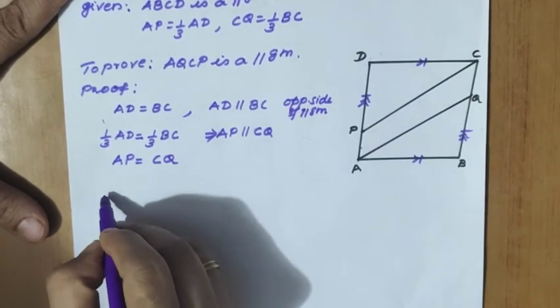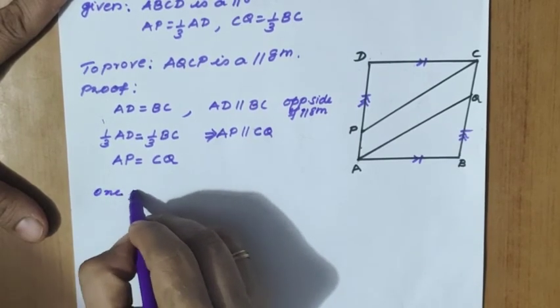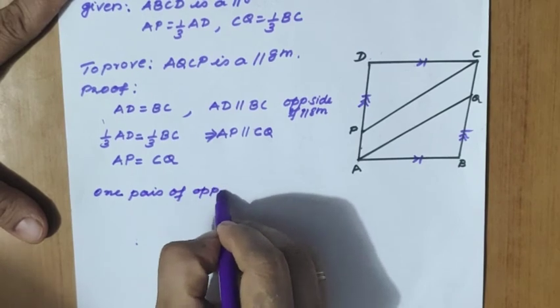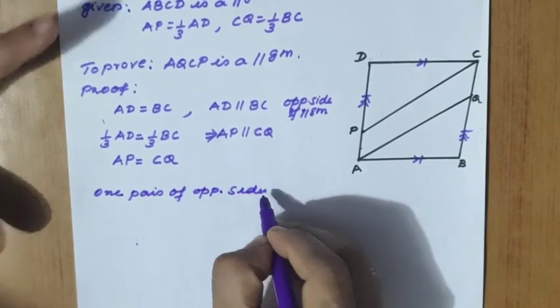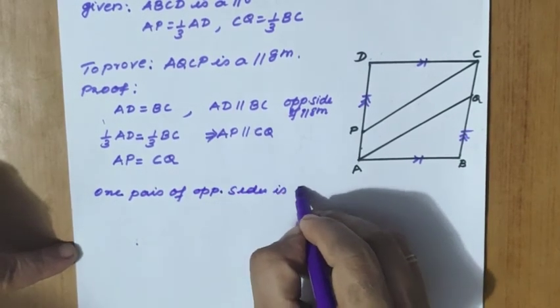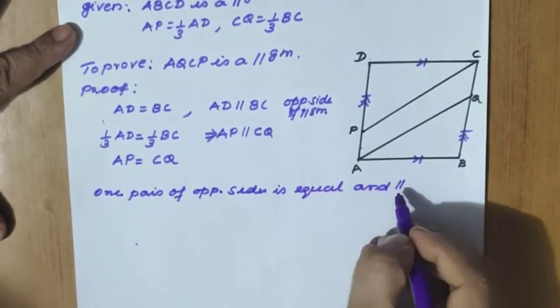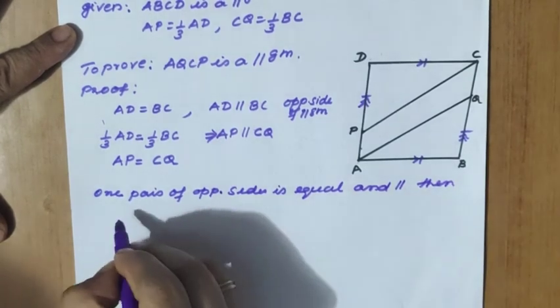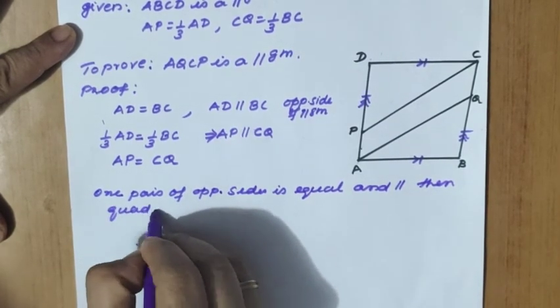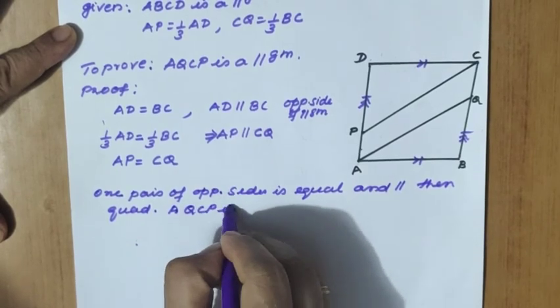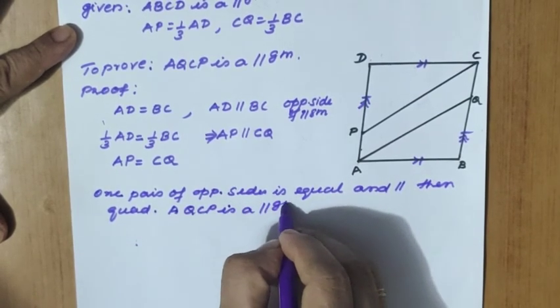So what is the reason I should write here? One pair of opposite sides is equal and parallel, then quadrilateral AQCP is a parallelogram, hence proved.